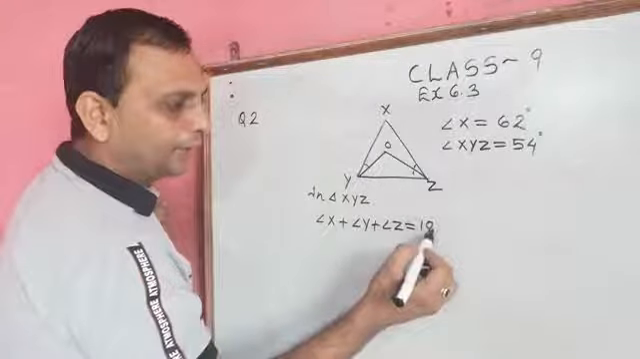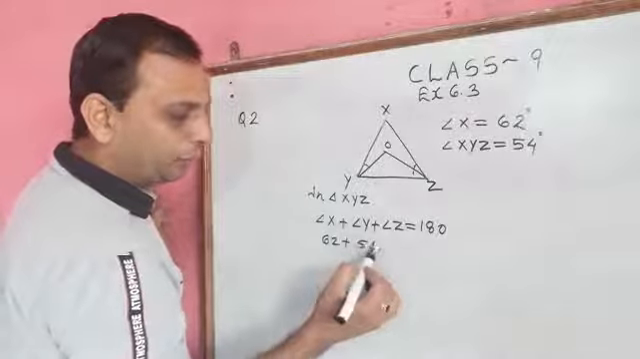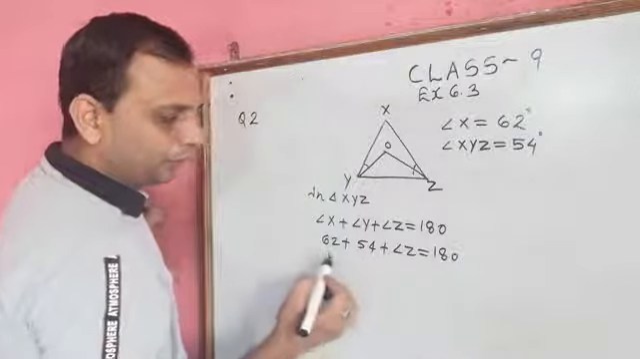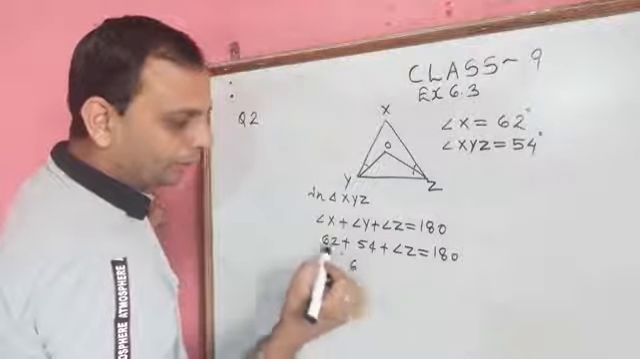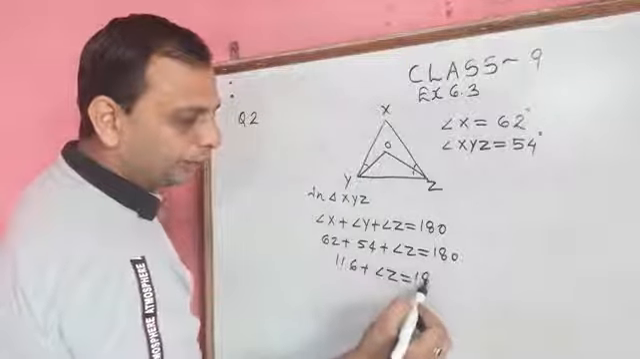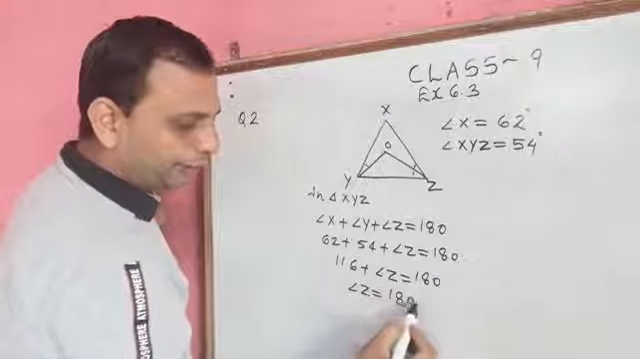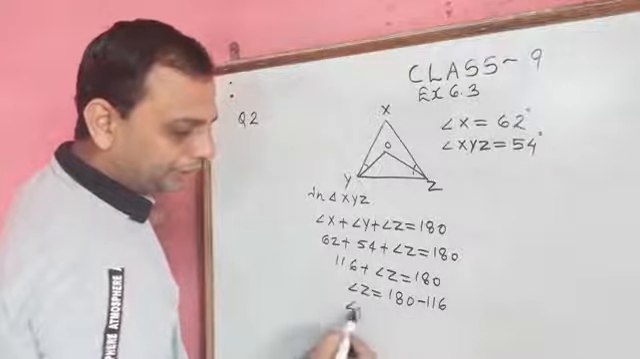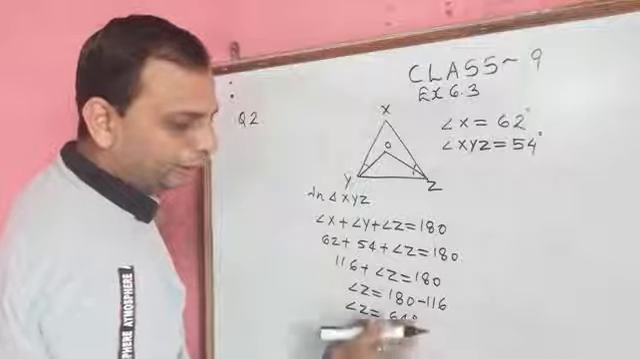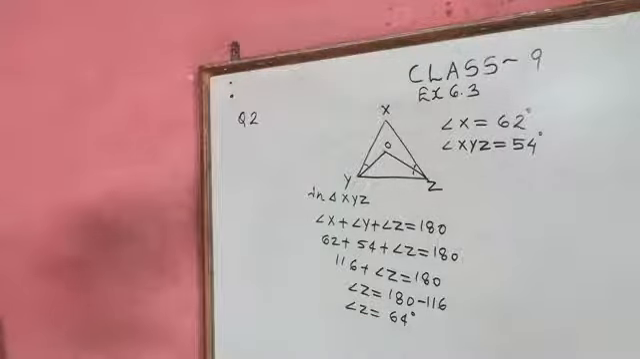All three angles of a triangle add up to 180 degrees. X is 62, Y is 54, and Z will be equal to... 62 plus 54 is 116, plus Z is equal to 180. Z equals 180 minus 116. Z equals 64 degrees. So I got the value of Z.